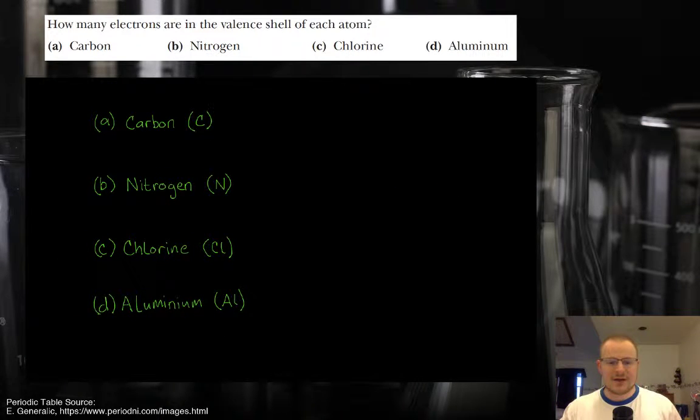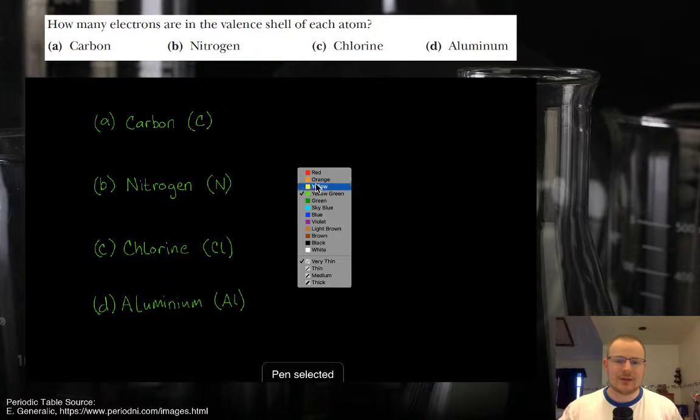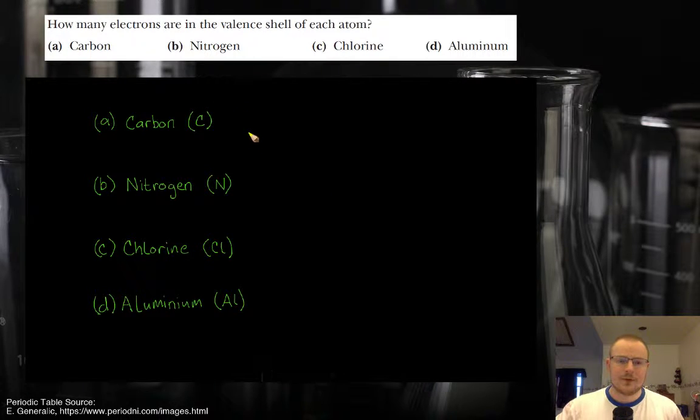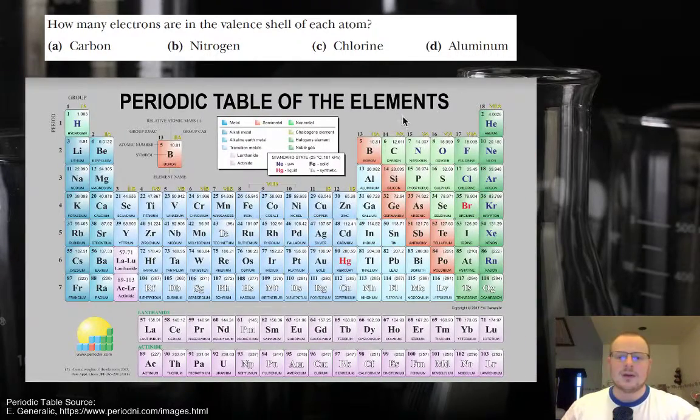So we'll just answer that very simply here. There are 4 electrons in carbon's outer shell. So now we'll take a look at nitrogen. Nitrogen is also here in period 2, and there are 1, 2, 3, 4, 5 electrons in nitrogen's outer or valence shell.